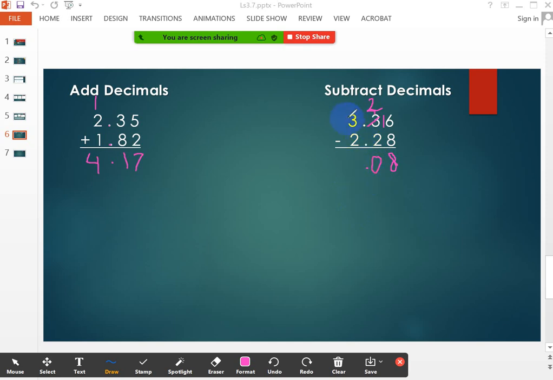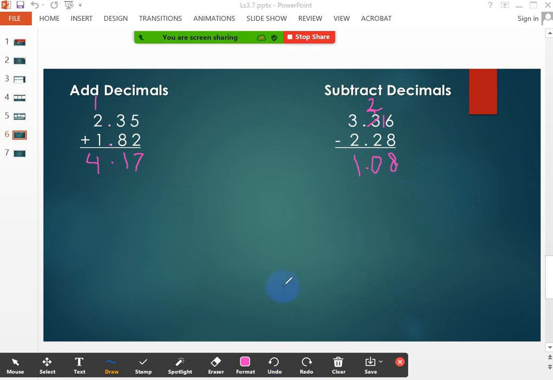Now I will continue. 3 minus 2. 3 minus 2, Emma. We do minus, not add. Please focus. 3 minus 2 equals 1. So the final answer for this subtraction is 1.08 hundredths. So this is the strategy to add and subtract decimal numbers and find the exact number, not the estimate.